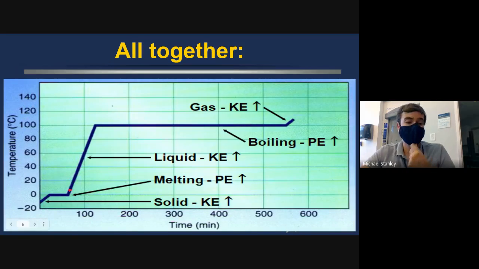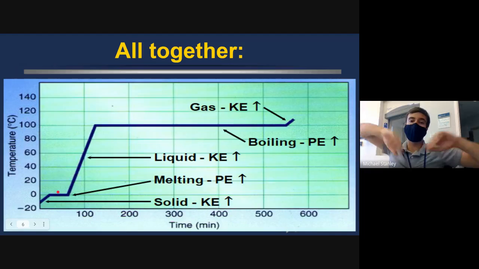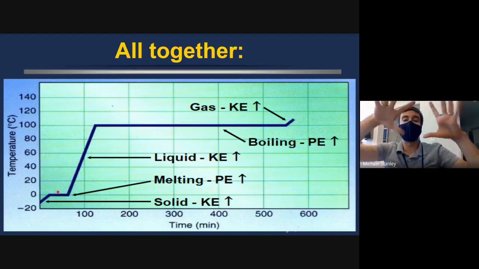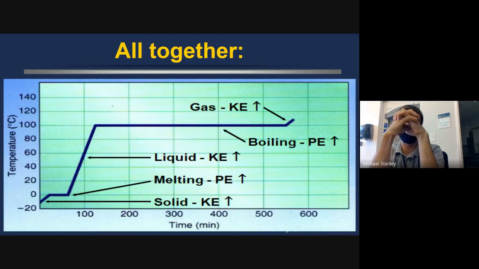So the temperature doesn't change because essentially the energy that we're getting from like the stove, for example, instead of making the particles move faster and faster, which gives us the increased temperature, it's making the particles move farther apart. So essentially it's breaking the bonds that hold those solid particles really close together and forcing them to spread apart, which is what turns it into a liquid.